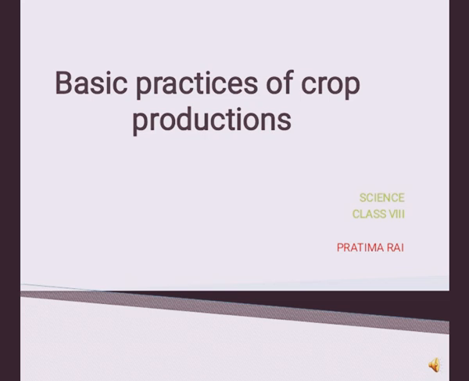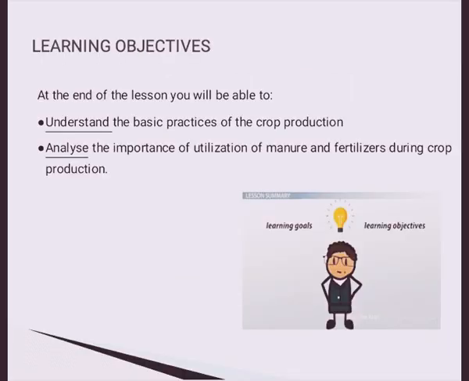In the previous chapter, we have studied about agriculture and different types of crops. Today, we are going to discuss the basic practices of crop production. At the end of the lesson, you will be able to understand the basic practices of crop production. Analyze the importance of utilization of manures and fertilizers during crop production.